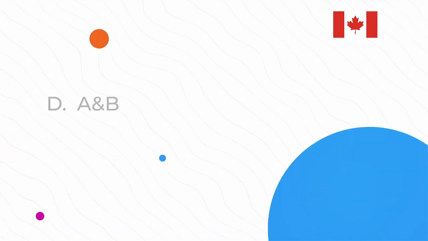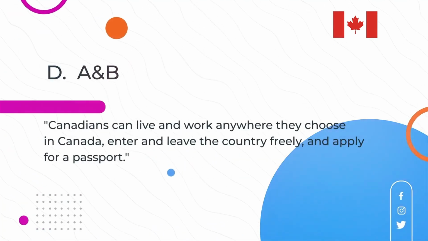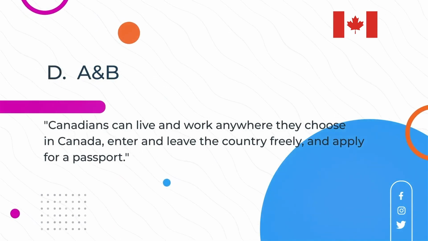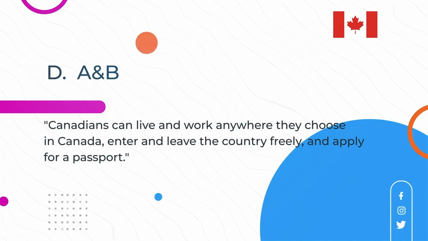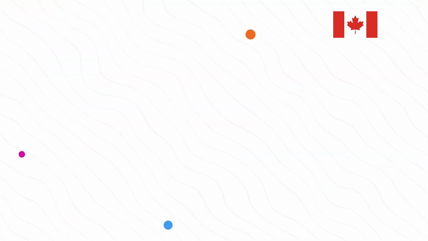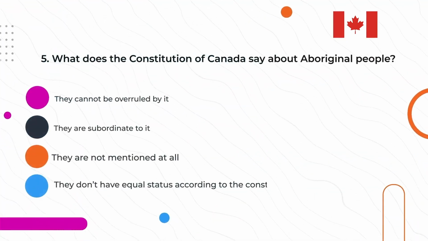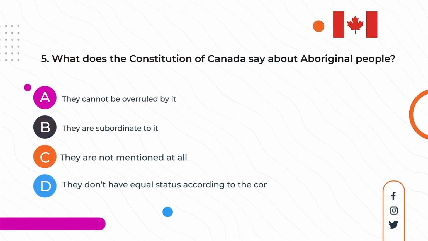Answer: D. A and B. Canadians can live and work anywhere they choose in Canada, enter and leave the country freely, and apply for a passport. Number 5. What does the Constitution of Canada say about Aboriginal people?